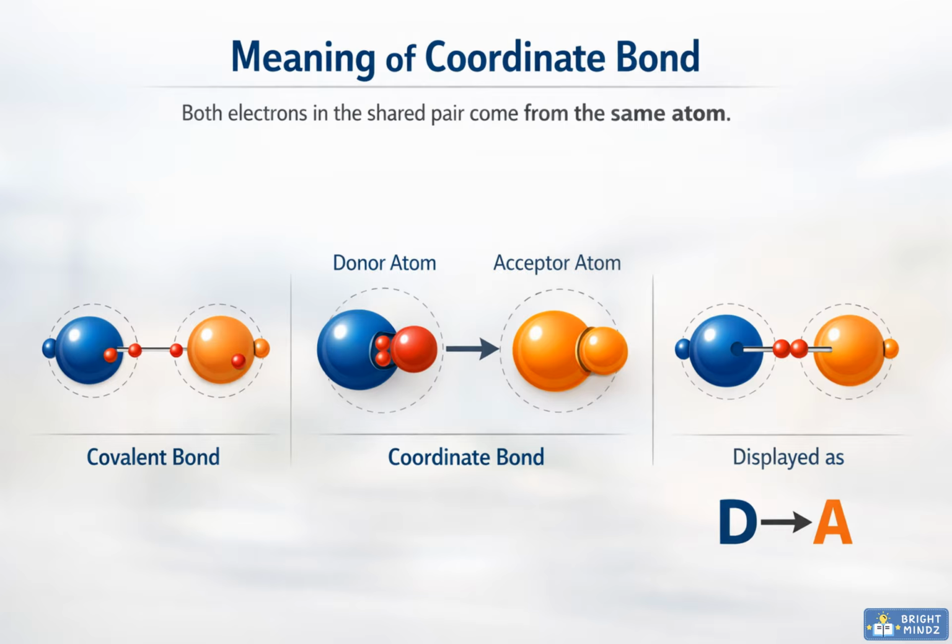A coordinate bond is covalent in nature, but special in origin. In a normal covalent bond, each atom contributes one electron to the shared pair. In a coordinate or dative bond, one atom supplies both electrons, while the other accepts the pair. Once the bond forms, it behaves like any other covalent bond. We usually show it with an arrow from donor to acceptor.